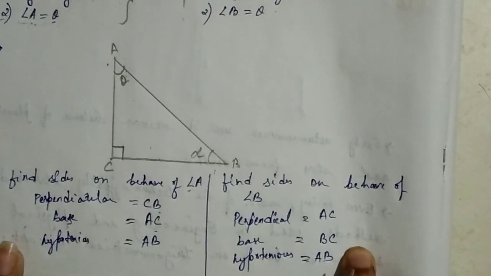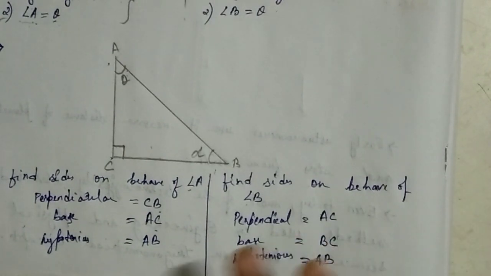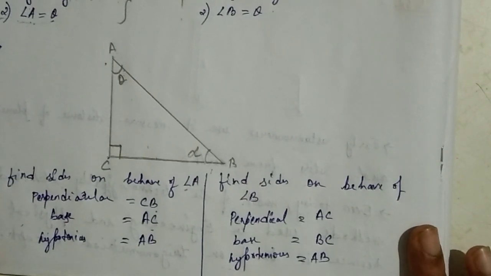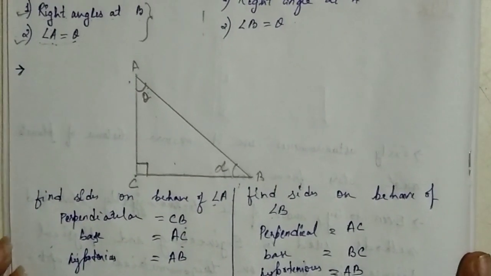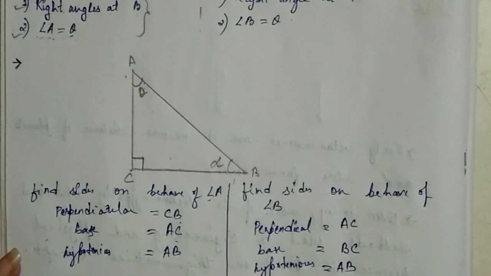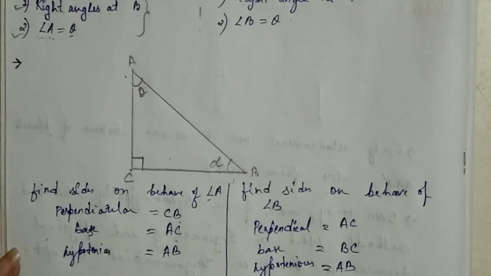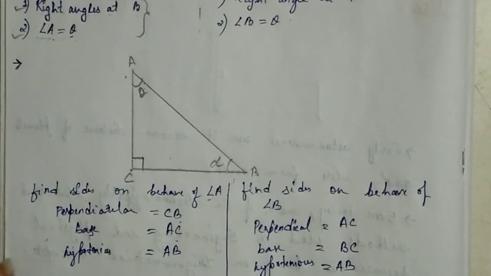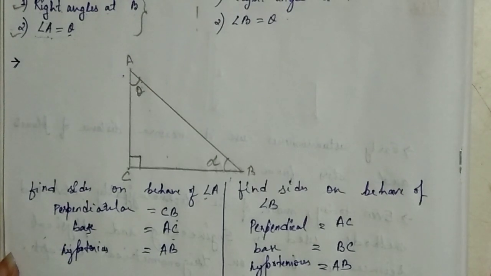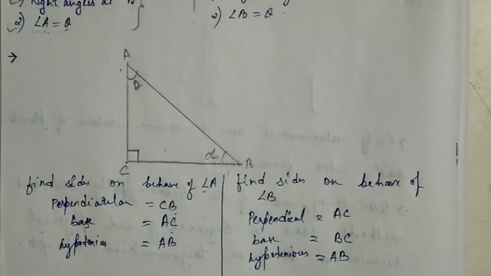So we have to name the sides on behalf of the angle that we are asked to consider, that will be asked in the question paper. So on behalf of the question only we have to consider the angle, and on behalf of that angle we have to name the sides. Naming the sides is very important in trigonometry, because when we go to the trigonometric ratio, on behalf of that angle only we have to name it. I think you got a rough idea on how to name the sides. When you start solving the examples, your concept will be totally clear.